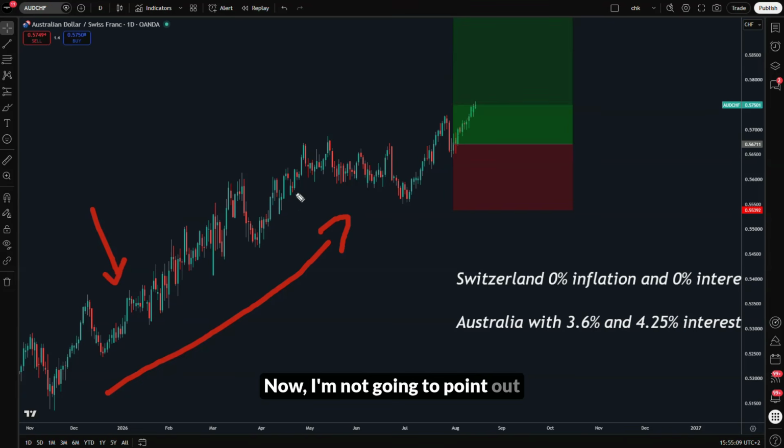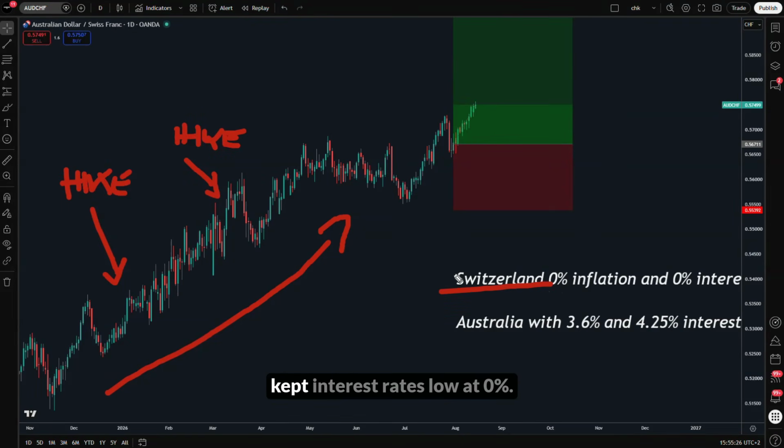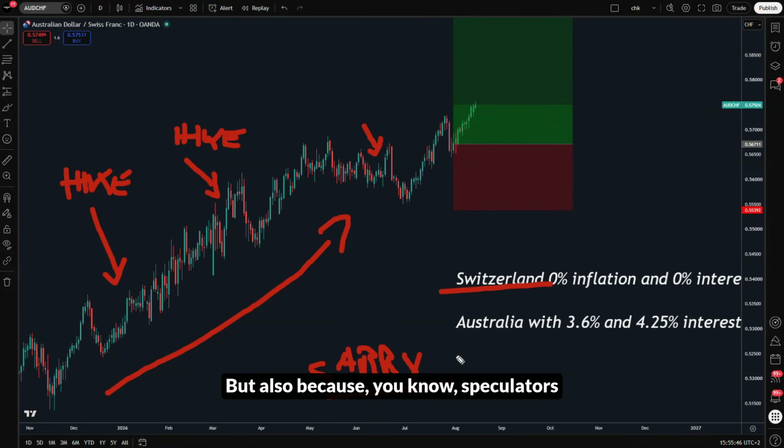And this is in fact exactly what has driven all of this trend, because in here, now I'm not going to point out exactly which dates because I will have to look that up, but in here, what happened? The Reserve Bank of Australia hiked interest rates while Switzerland actually kept interest rates low at 0%. And this made the Australian dollar against the Swiss franc more attractive. First of all, because it's a positive carry trade, but also because speculators tend to look for these divergences in which one central bank is moving towards a hawkish direction and another central bank is moving towards a dovish direction.